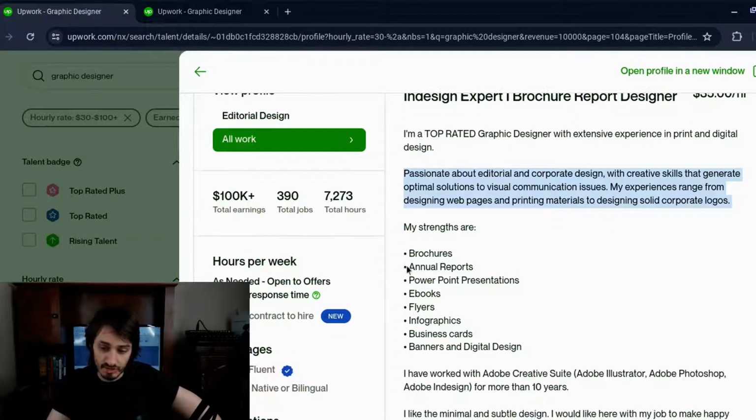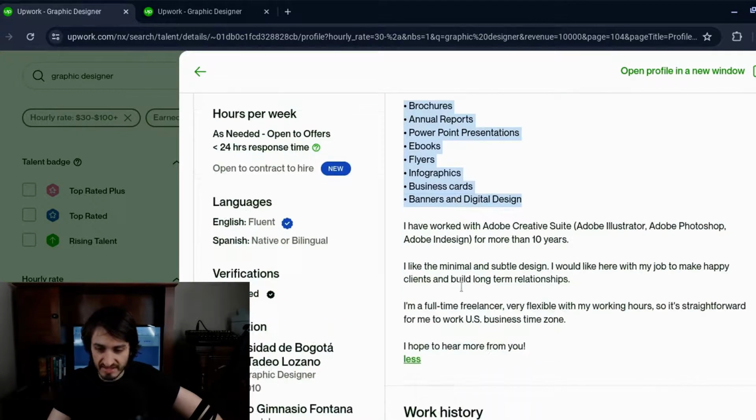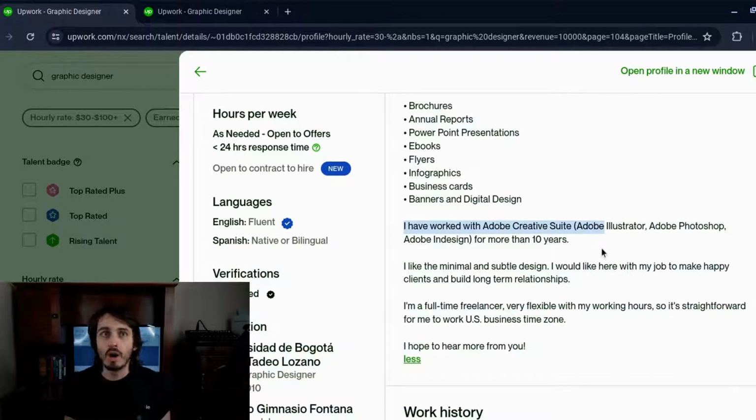So his strengths are, list of bullet points. That's amazing. I have worked with Adobe Creative Suite. There's no points here where he's like, oh, I would love to work with you. Oh, I care about my customer satisfaction. Who gives a shit?